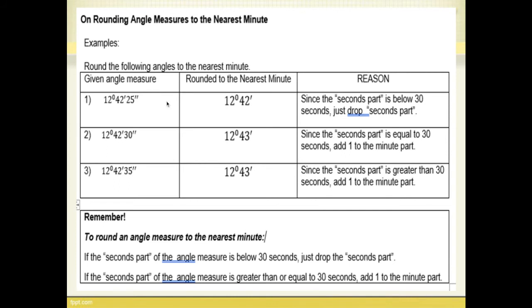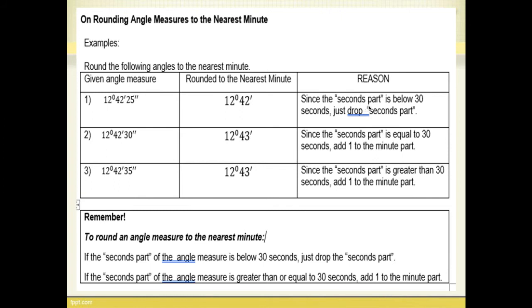Now, just take note of rounding angle measures to the nearest minute. So, these are examples. For example, in number 1, the given angle measure is 12 degrees, 42 minutes, 25 seconds. We read this as 12 degrees, 42 minutes, and 25 seconds. Rounded to the nearest minute, this will be 12 degrees and 42 minutes. Why? So this is the reason.